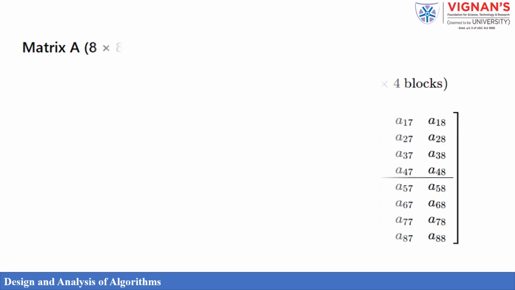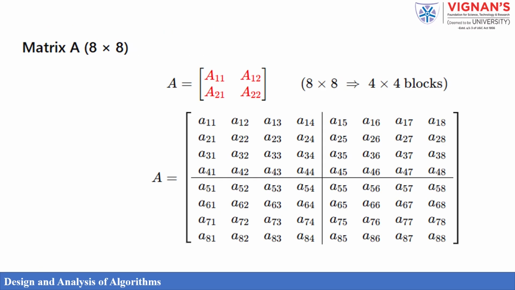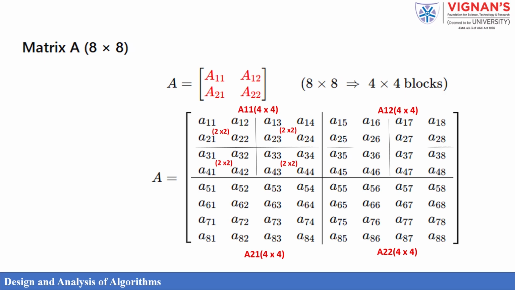Now let us consider matrix A of size 8 by 8. We represent matrix A by dividing it into 4 equal submatrices A11, A12, A21, A22. Here, each of these blocks is a 4 by 4 matrix. Now, the top left block A11 is again divided into 4 equal submatrices of size 2 by 2. Likewise, the remaining 3 will also get divided. Similarly, the same process will be done for matrix B.